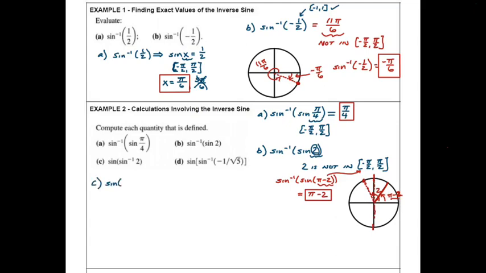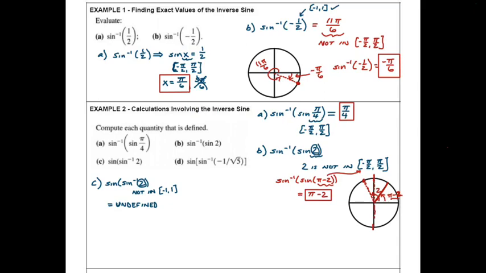Now, if we look at C, sine of sine inverse of 2. 2 is not in the interval negative 1 to 1. Because now sine inverse is on the inside of this composition, here's the problem. I actually can't rewrite sine inverse of 2 so that it is something that can be evaluated, because sine inverse is only defined from negative 1 to 1 and never defined outside of that, which means 2 is not something I can rewrite in a way that would be defined. So therefore, sine of sine inverse of 2 is undefined. There's nothing I can do to rewrite that. There's no equivalent value I can use.